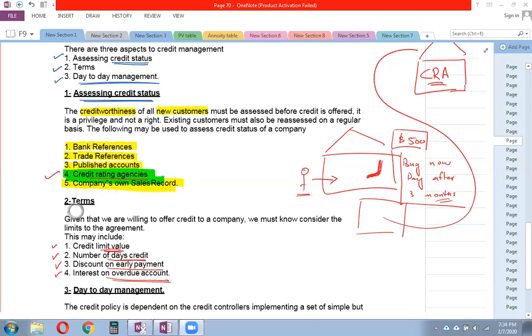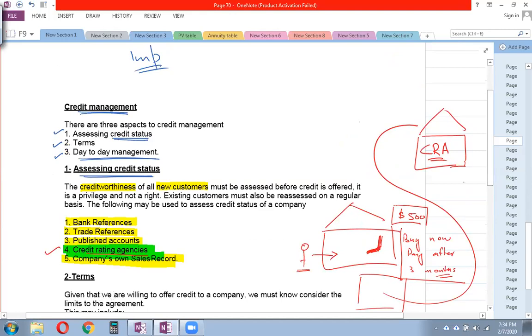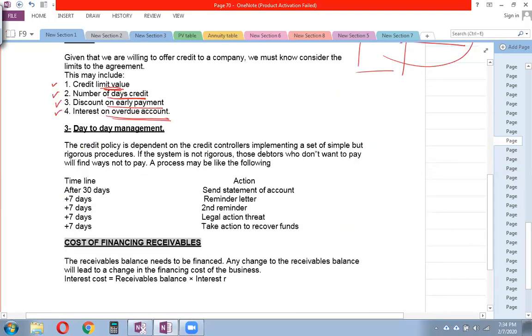Okay, so we were discussing the discount, or for example, if the customer doesn't pay you on time, then do you charge anything extra? Is there any interest on overdue account or not? Right? So that's the terms, right? In the credit management, that's also considered. And then you have the day-to-day management. I mean, there are no rules for the day-to-day management.